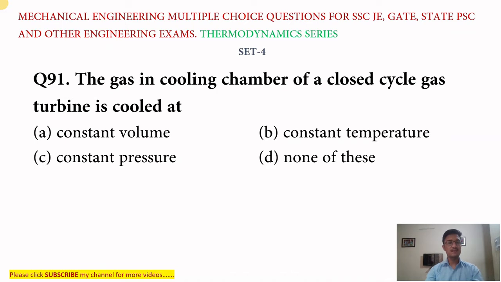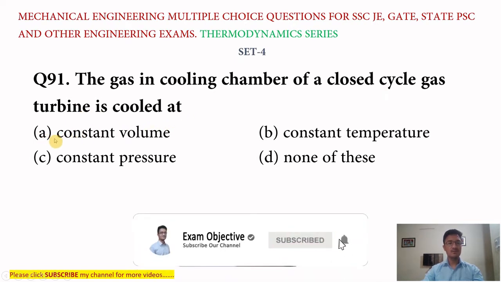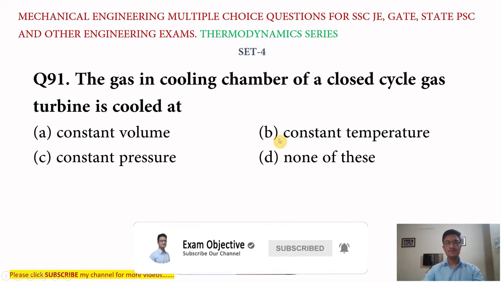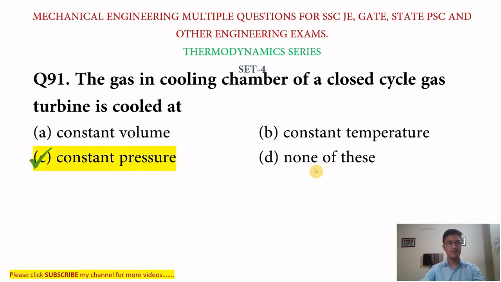तो इसमें हम 90 क्वेश्चन पे पहुंचे थे। तो क्वेश्चन 91 है, the gas in cooling chamber of a closed cycle gas turbine is cooled at, we have option A constant volume, B constant temperature, option C constant pressure, option D is none of these. So its answer is C, constant pressure. The gas in cooling chamber of a closed cycle gas turbine is cooled at constant pressure.